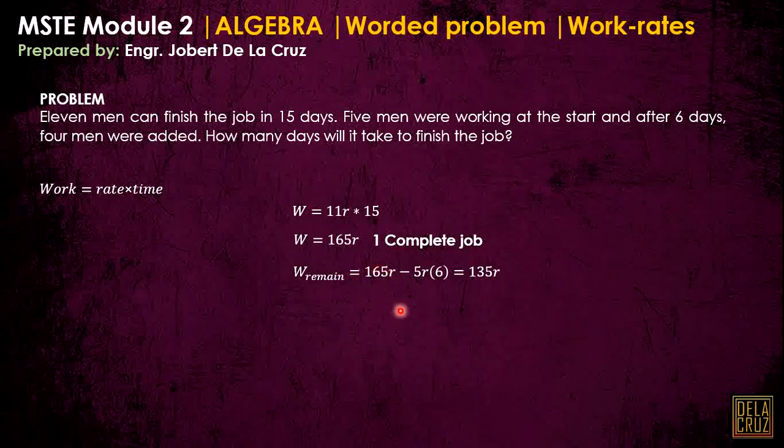So, ito yung pagtutulong-tulungan ng 9 men, yung matitirang trabaho. So, the remaining work will be worked by 9 men. So, we can just have the remaining work or 135R is equals to rate of 9 men times time. So, we can just simply cancel out this time here and we can calculate the time, 15 days. How many days will it take to finish the job? Ayun. Ito yung tinatanong dyan.